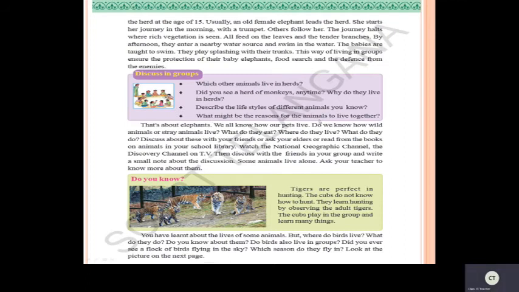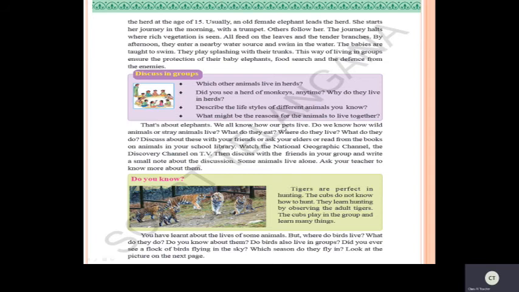What might be the reasons for the animals to live in groups? What might be the reasons, children? Now we have only studied: to protect from predators, to hunt prey with less risk and effort, and to help find more food. So these are the reasons why these animals live together. Okay, now see here, so that's about elephants.